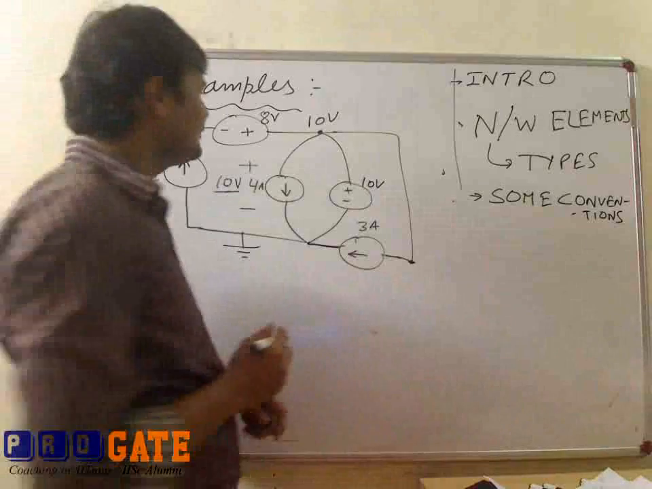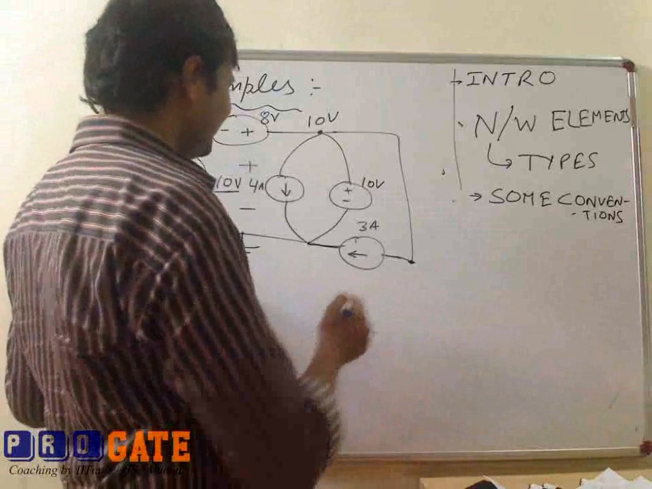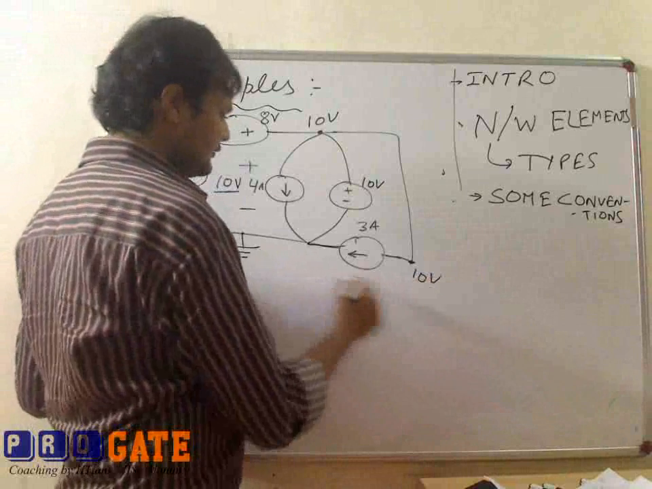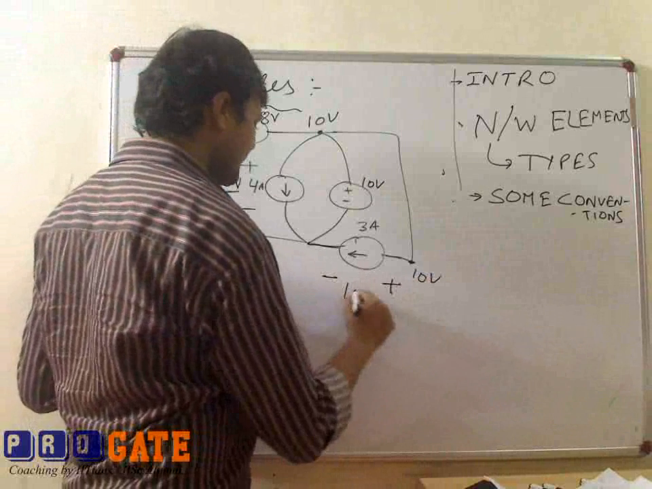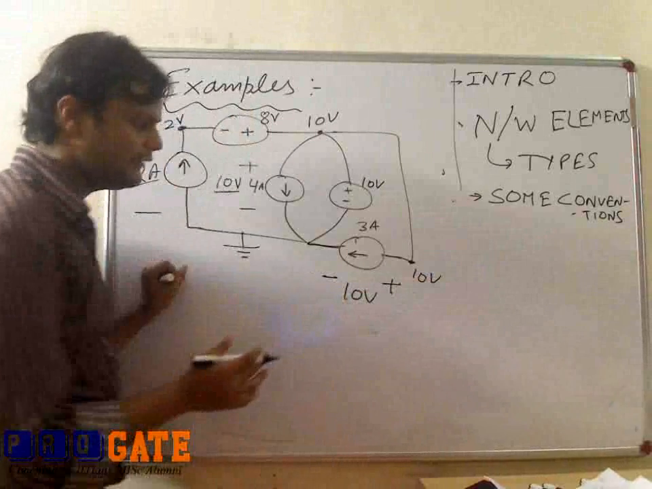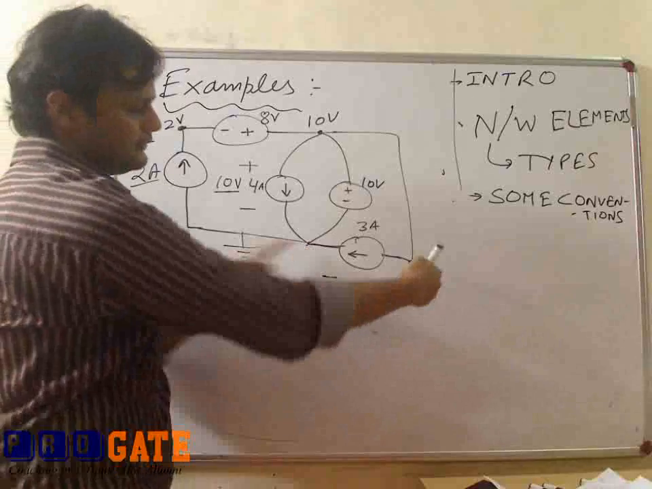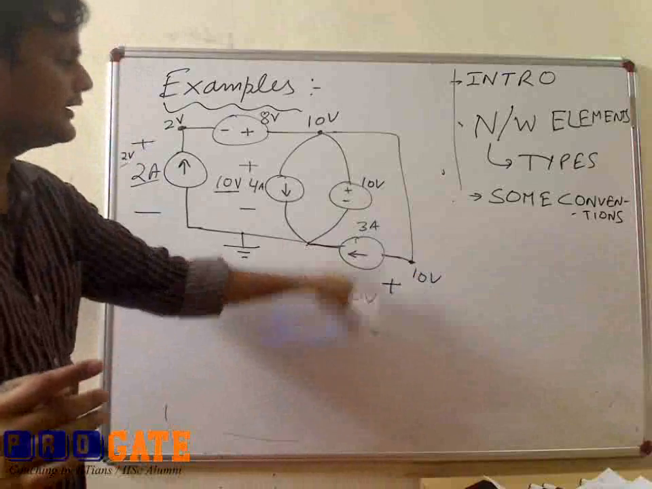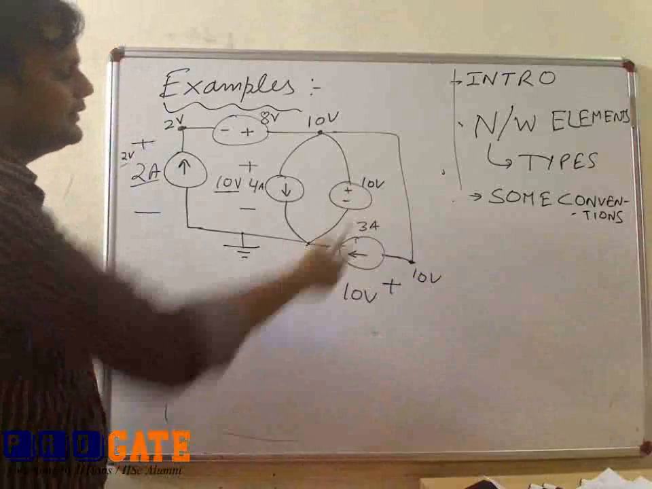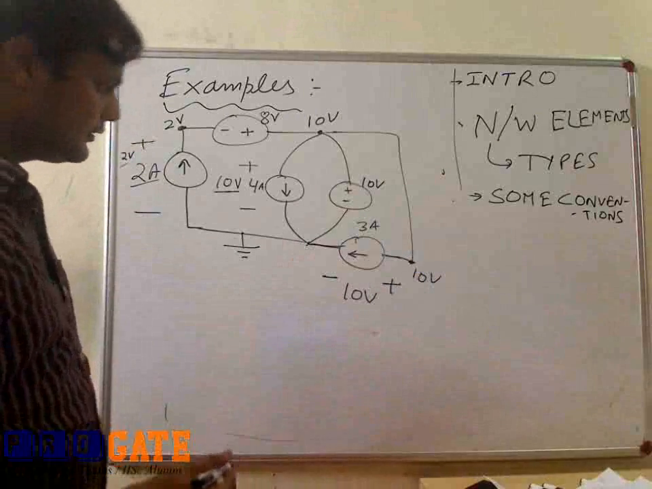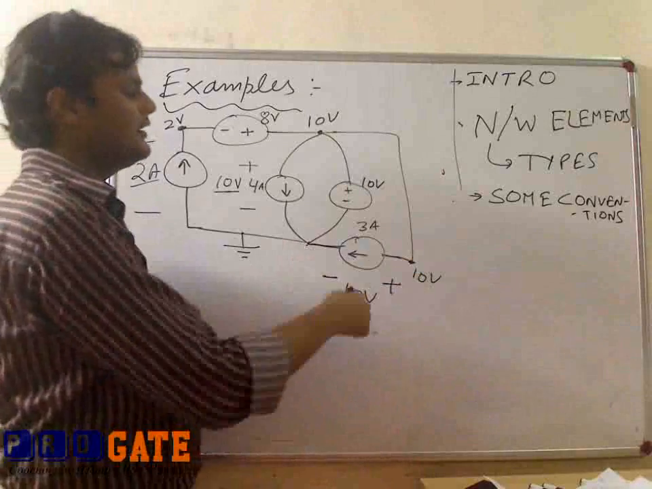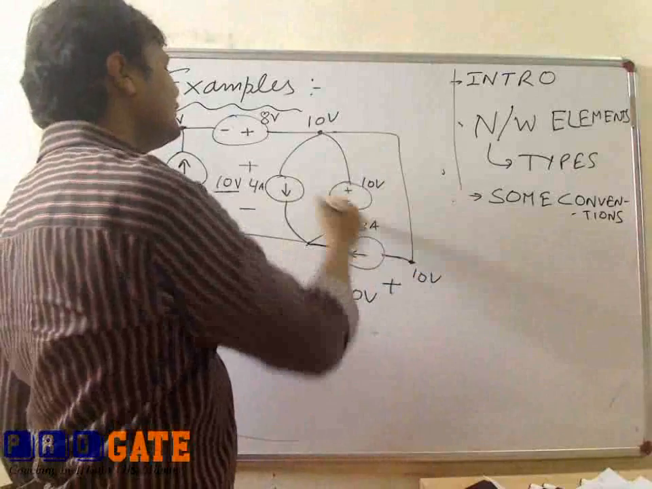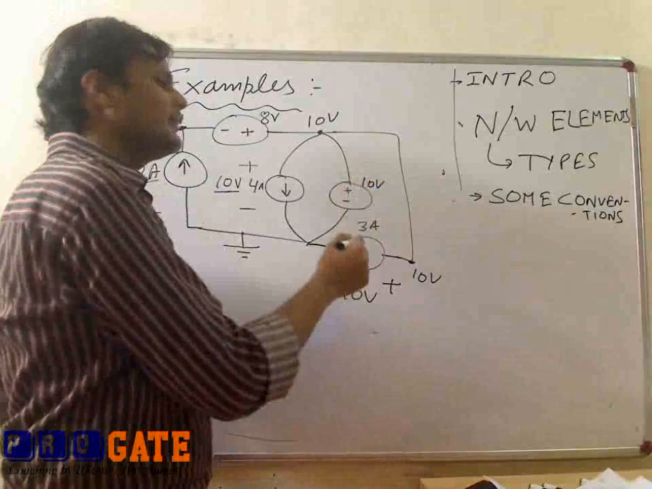So now I come to the voltage across this. Again, this node has 10 volt. So the polarity of the voltage across this is again 10 volt, because this is 0 and this is 10. So the polarity will be like this. And so one can say that it is simply absorbing the power. How much power? 30 watts.